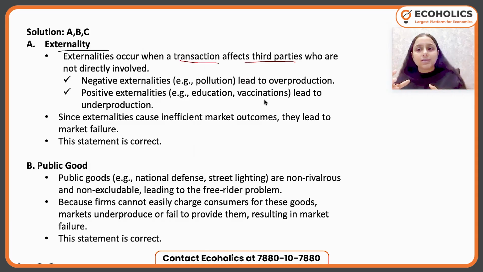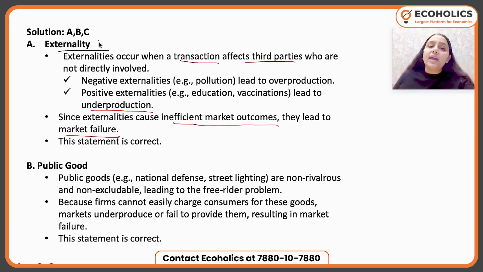So whenever there is a good effect that comes out as a result of production, in those cases, production always happens under the optimal level. Due to this, overproduction or underproduction is happening, and we are not achieving the equilibrium in all the cases. Hence we get inefficient market outcomes, which is market failure, which means externality is going to lead to market failure.